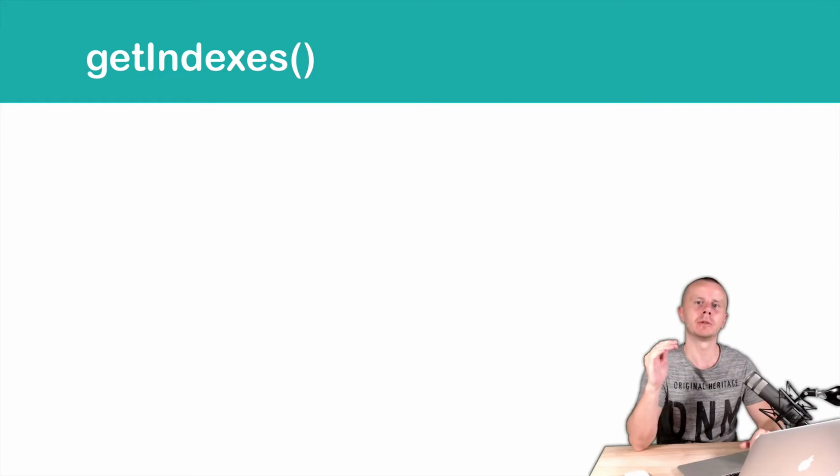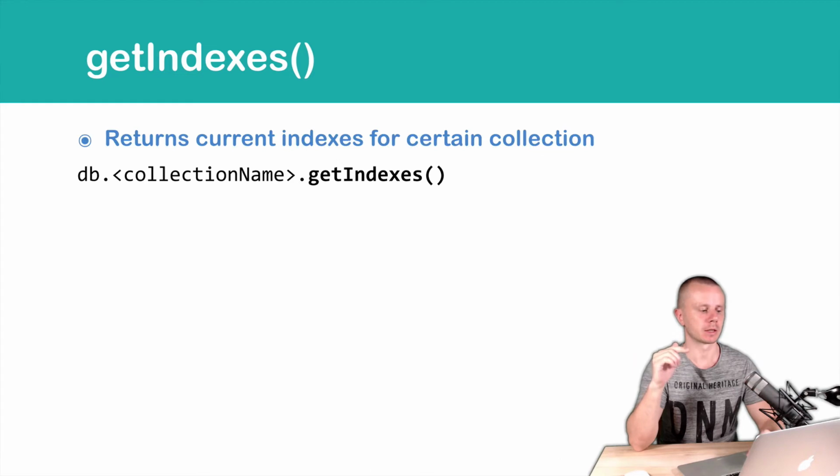You cannot retrieve indexes in a B-tree data structure, but you can retrieve information about indexes in a MongoDB collection. There is a special helper method, getIndexes, that is used for this purpose. Let's look at this syntax: db, then the collection name, dot getIndexes, and empty parentheses. So just invoke the method without any arguments.